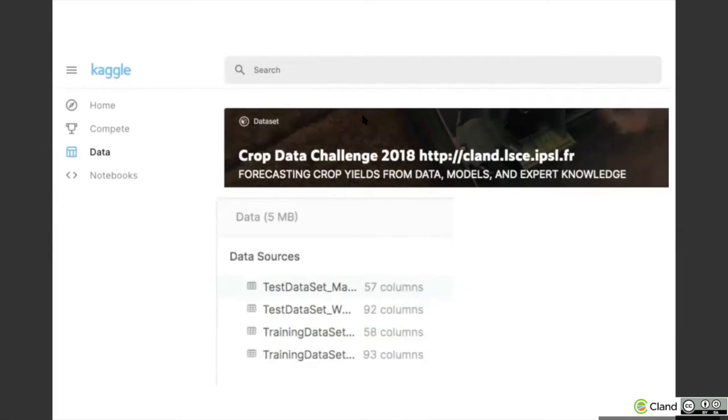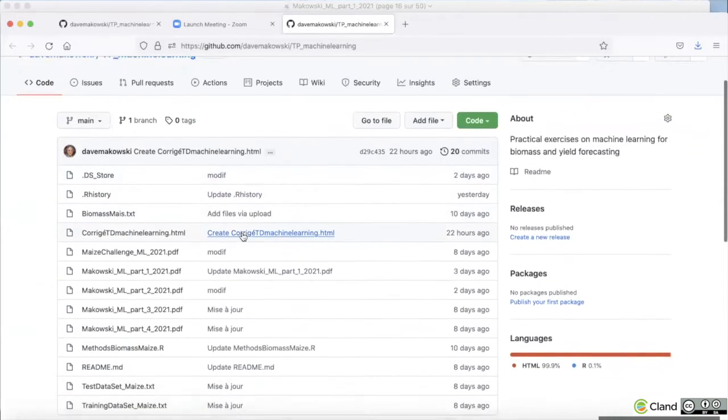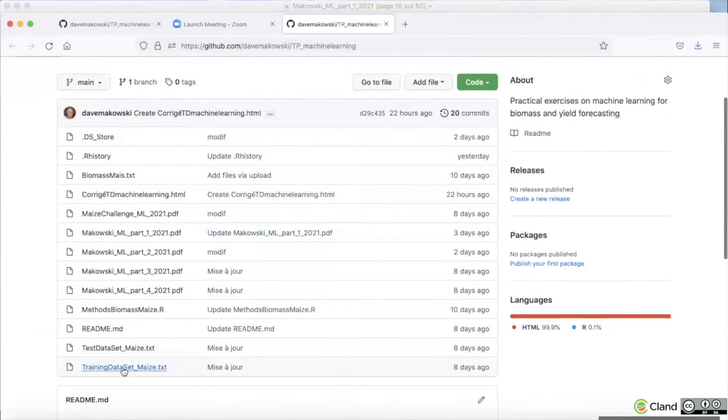So we organized ourselves 2 or 3 years ago a data challenge for forecasting crop yield from data. The objective was to predict the yields of maize and of wheat in France. And if you want to play a little, you can download the training data set and the test data set. So you have 2 trainings and 2 tests because you have 2 crops. You have 1 training for maize, 1 training for wheat, 1 test data set for maize and 1 test data set for wheat. And after the course, if you want to play a little bit, you can access the data set for maize here. So you have the training here and the test here. And you can practice a little bit if you like and implement some of the techniques that you will see in the course today.